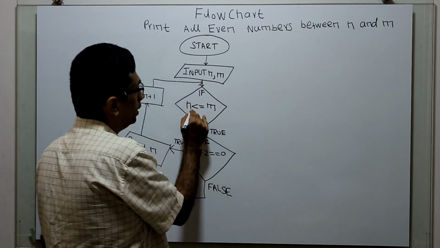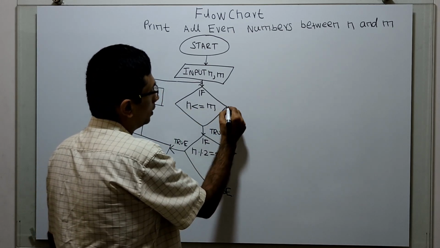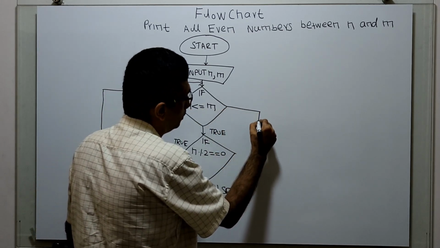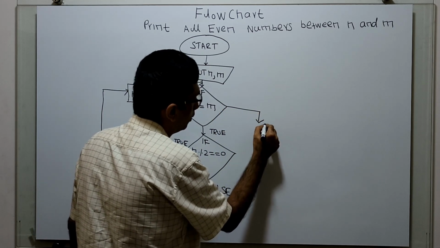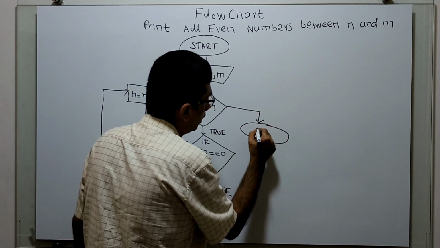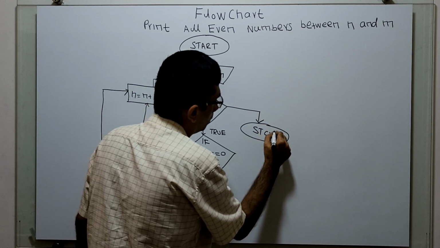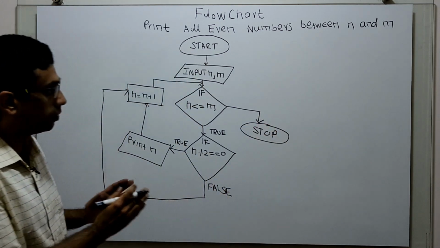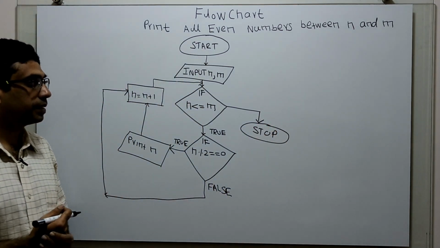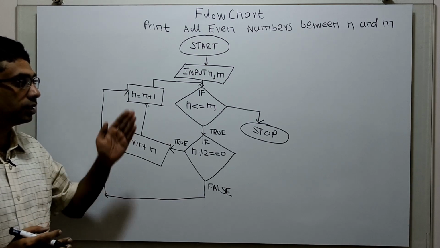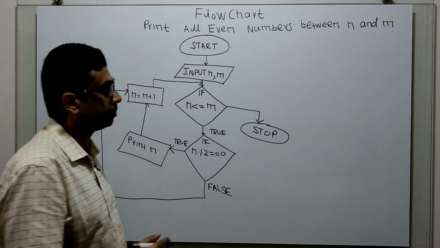That means n is greater than m. In such a case, I am ending the flowchart with the help of the logical stop symbol. So this is the flowchart. Now we will take some sample inputs and check how this flowchart works.